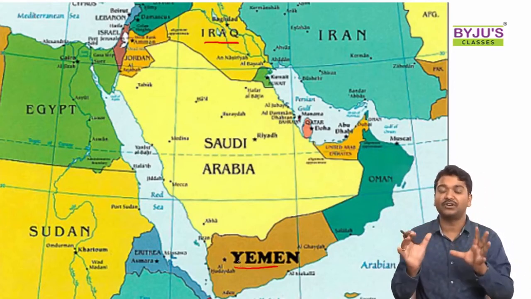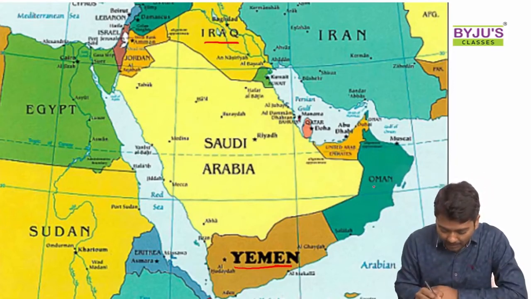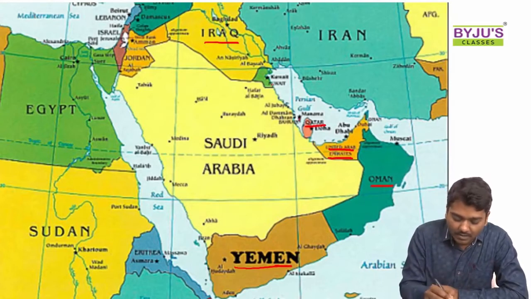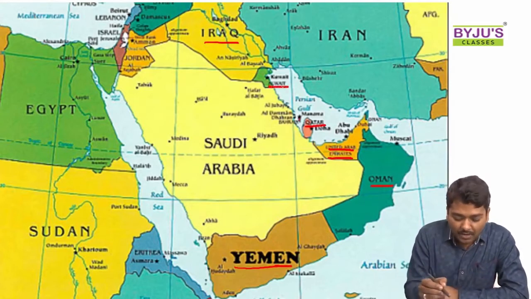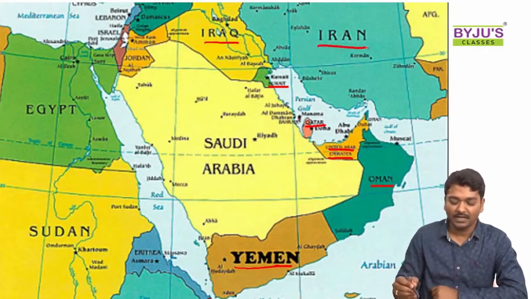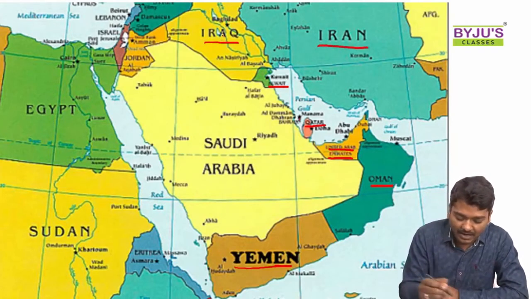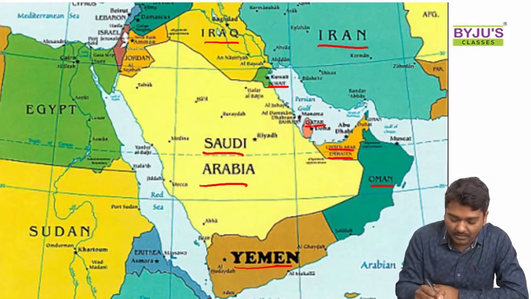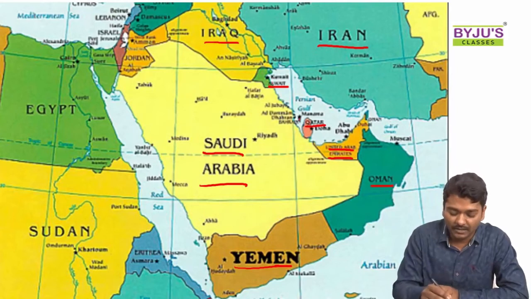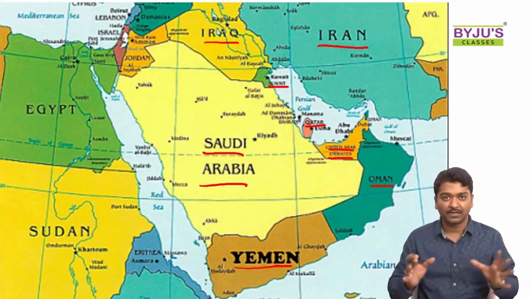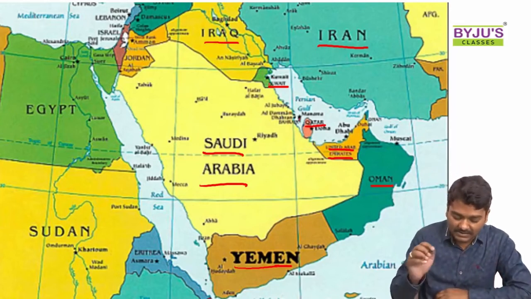First observe the countries which are present. So you have Yemen, you have Oman, you have UAE, you have Qatar, you have Kuwait, and you have Iraq and Iran. Can you see these? So you have Iraq, Saudi Arabia, Yemen, Oman, UAE, Doha, Qatar, and then you have Kuwait. Now what I want you to see is, first thing, observe the countries. The second thing is see the capitals.